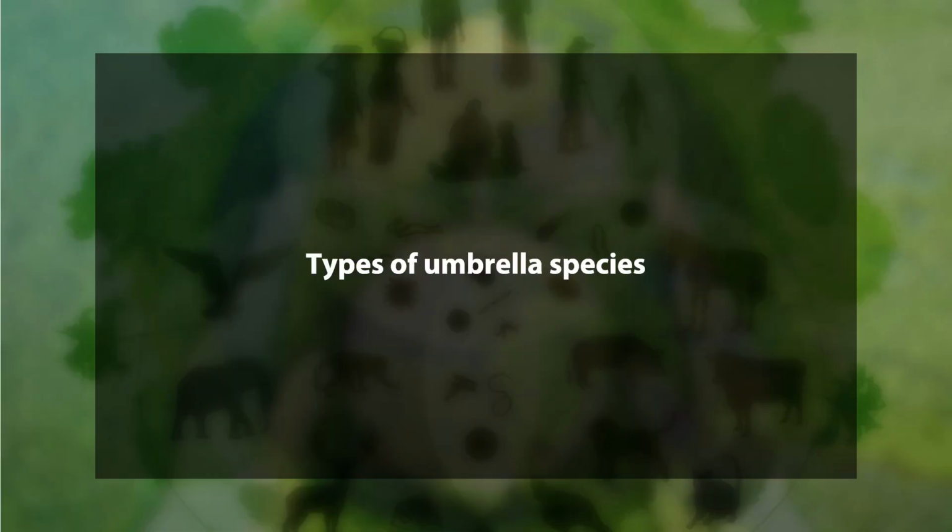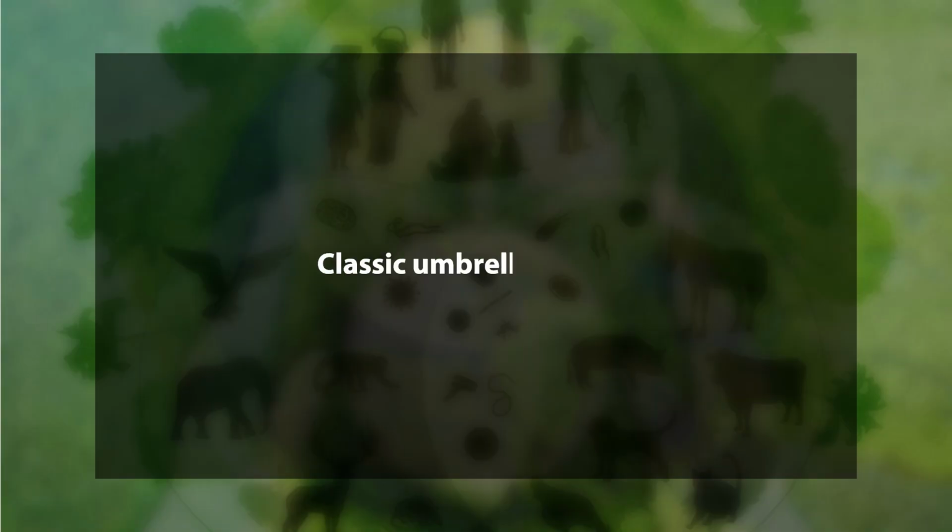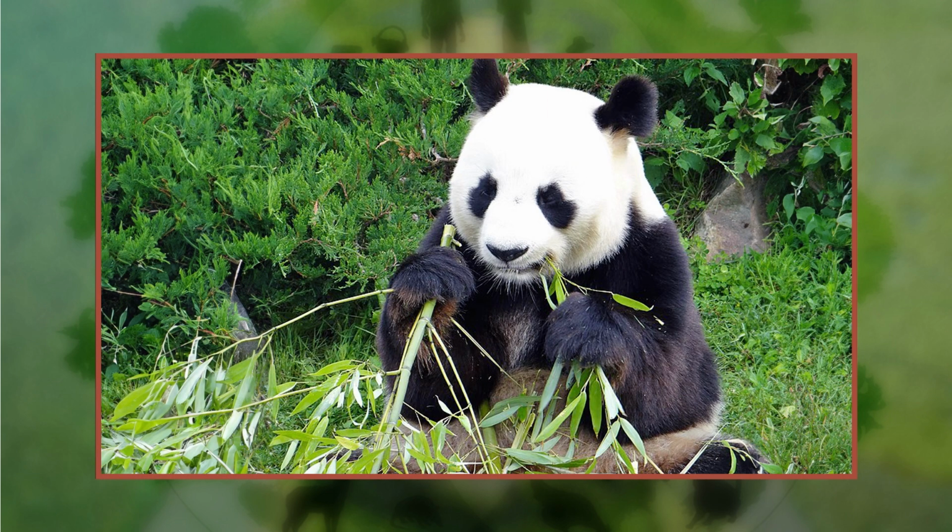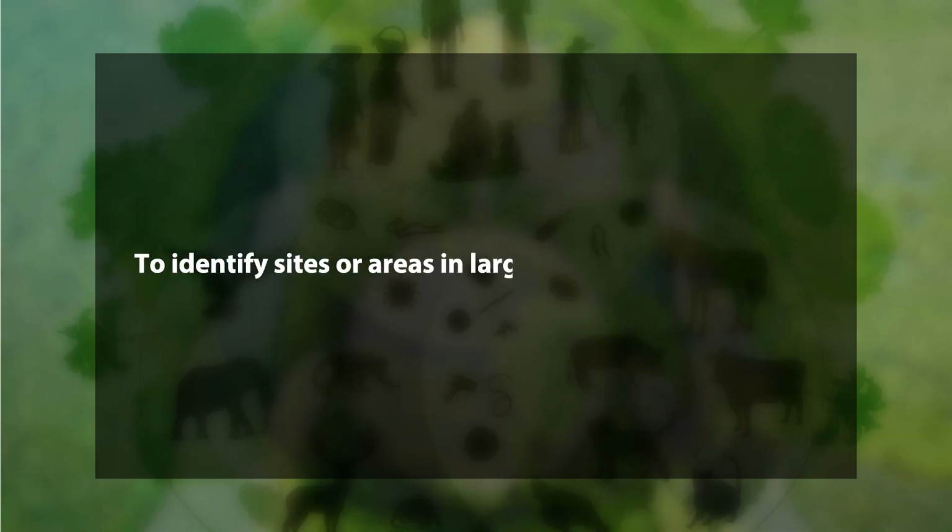Let us discuss briefly the types of umbrella species. Two types of umbrella species have been recognized. Number 1, classical umbrella species. In this concept, the location, size and configuration of areas occupied by viable populations of the umbrella species is assumed to identify sites or areas in larger landscapes or regions that support viable populations of beneficiary species.